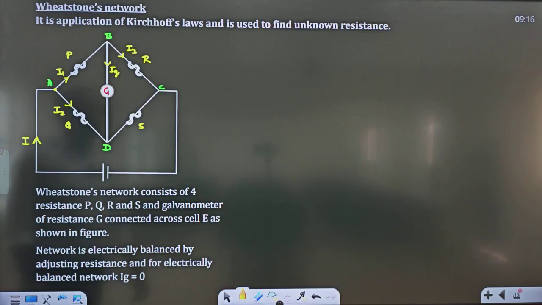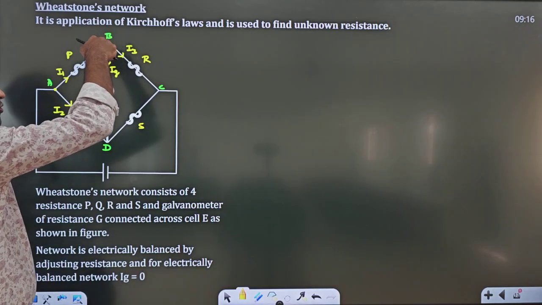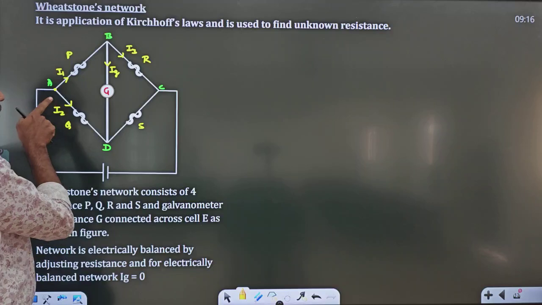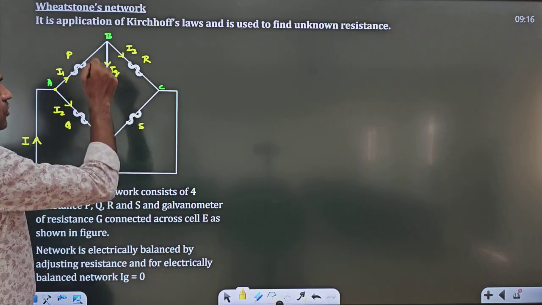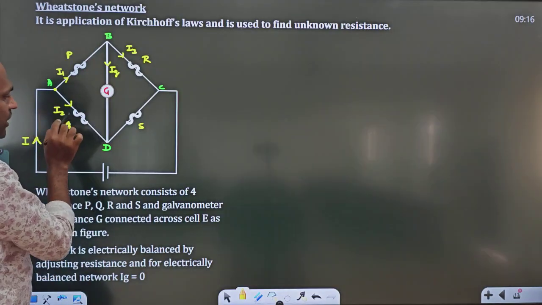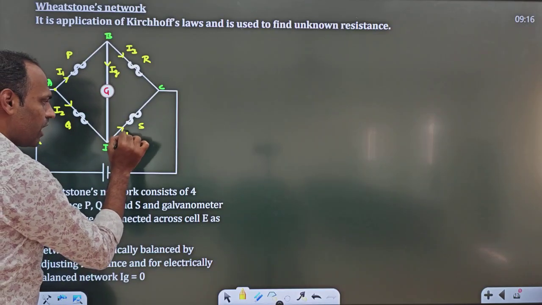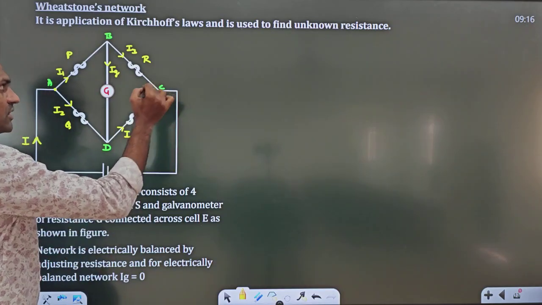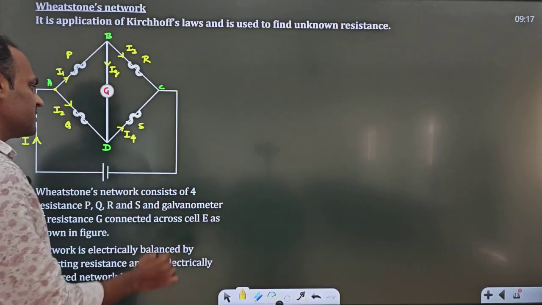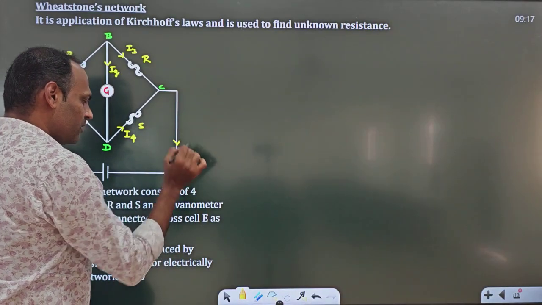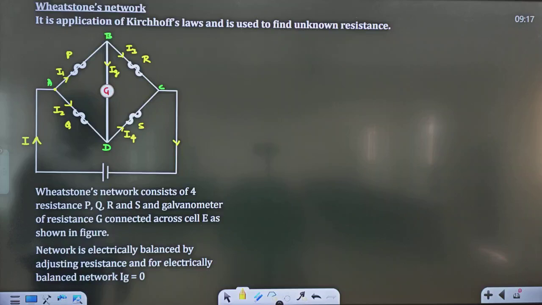Correct? Next, IG will be flowing from B to D. I2 will be flowing from A to D. So IG is incoming to D, and I2 is incoming to D. These both will get added and they will flow as I4 here. Finally, the same current I will come back to the negative terminal of the battery, right? This is how you have to put the directions of currents. Here the explanation is given.